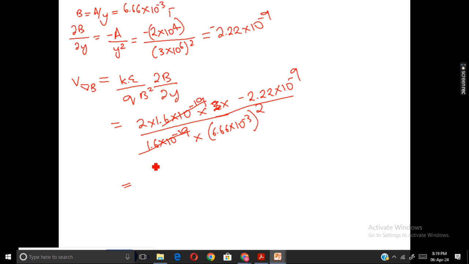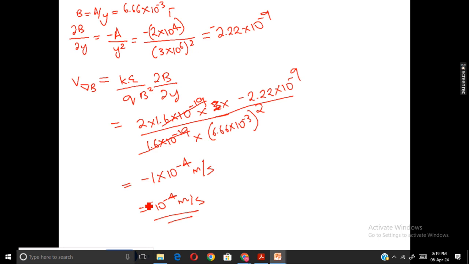it is coming out to be minus 1 into 10 raised to minus 4 meter per second. So this is the answer. I think the negative sign is coming because it is moving in the negative y direction. So this is the drift velocity due to the gradient of the magnetic field. I hope the things are clear.